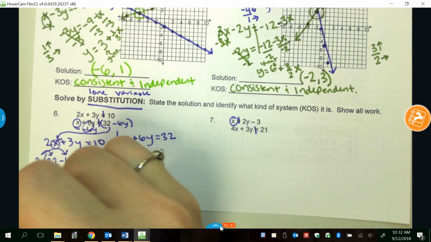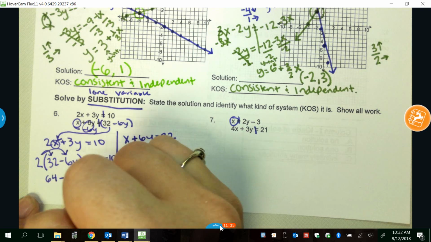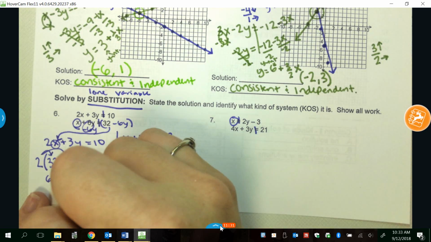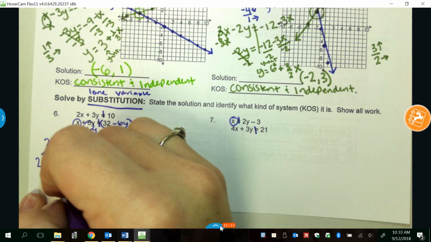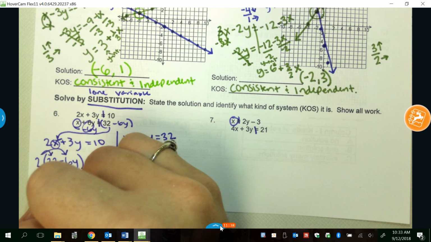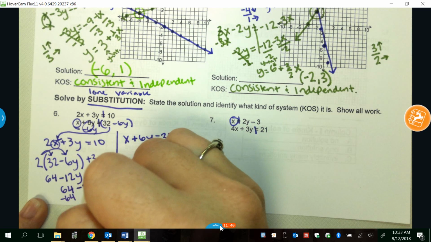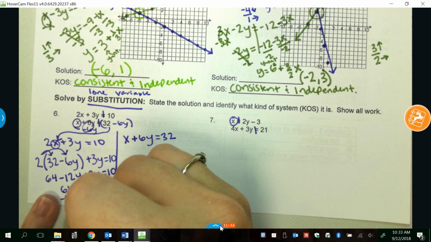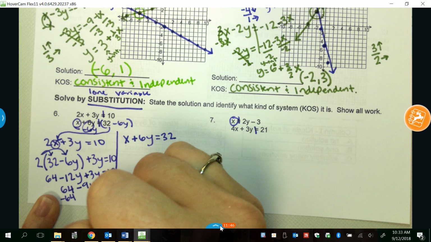Okay, so first we'll add these together. Negative 12y plus 3y is negative 9y, and bring down your 64 equals 10. So now we're going to subtract 64 from both sides. So 10 minus 64 is negative 9y equals negative 54.